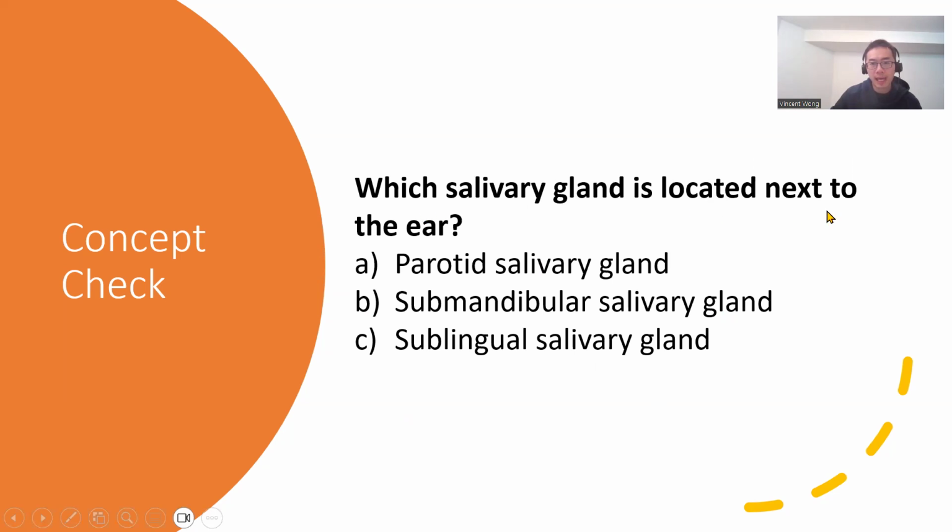Which salivary gland is located next to the ear? I'll give you a moment to think about that. Which salivary gland is located next to the ear? If you look at the diagram that we labeled, it's the parotid.